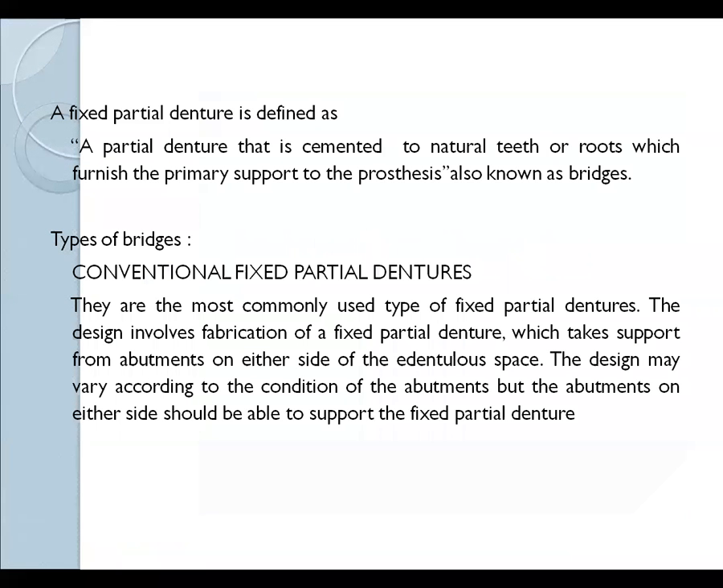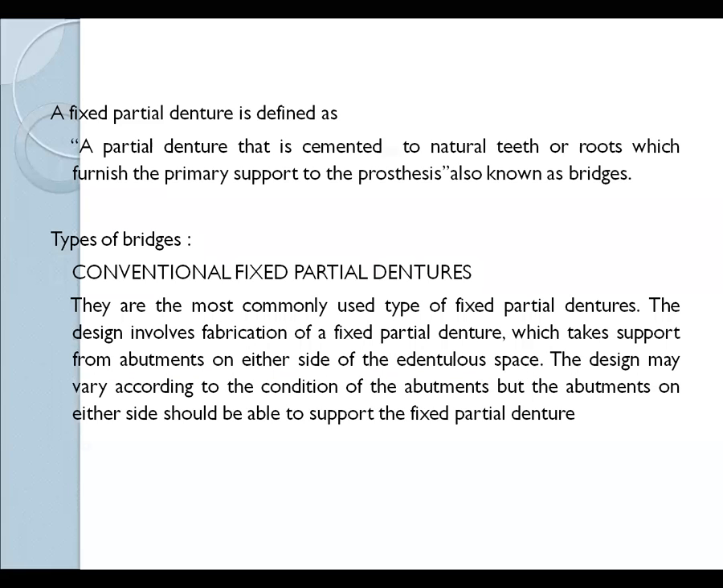First, coming to the definition, the fixed partial denture is defined as a partial denture that is cemented to the natural tooth or teeth or roots which furnish the primary support to the prosthesis, also known as the bridges. This is the definition: the partial denture that is cemented to natural teeth or roots which furnish the primary support to the prosthesis, also known as the bridges.